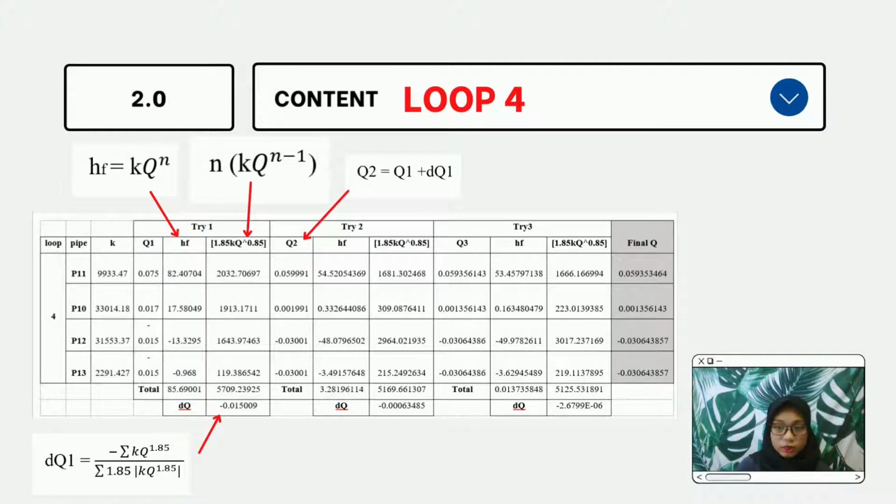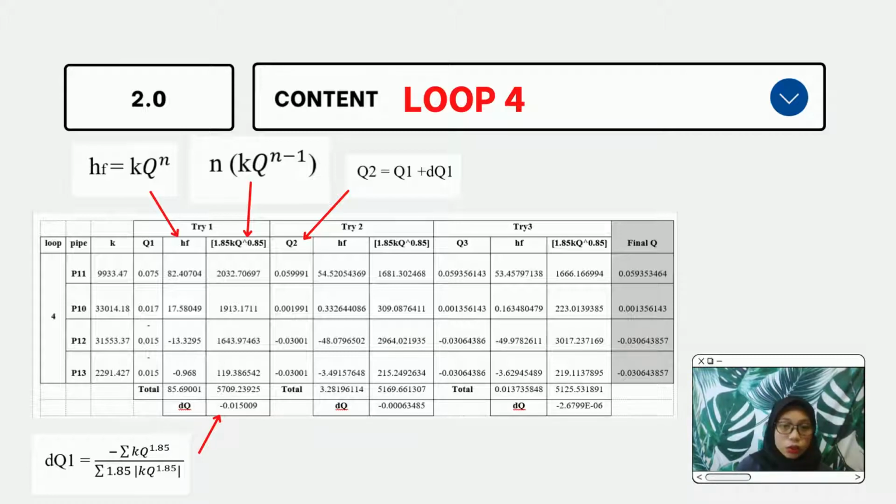Head loss HF is defined by the Hazen-Williams formula, HF equals K times Q to the power of 1.85. Next, in the column beside head loss, 1.85 times K times Q to the power of 0.85 is derived from the head loss equation. The sign for this formula will be neglected and will just show a positive value. After that, we calculate the total of head loss and the total derivation of head loss. DQ is found by using the formula negative total head loss over total derivation of head loss.